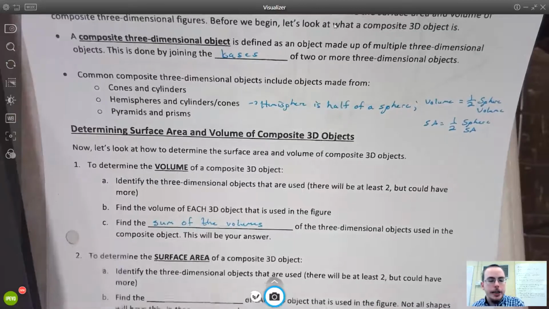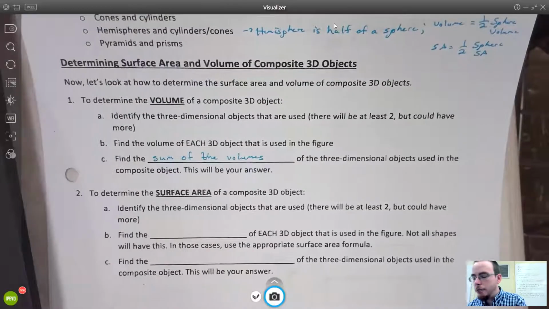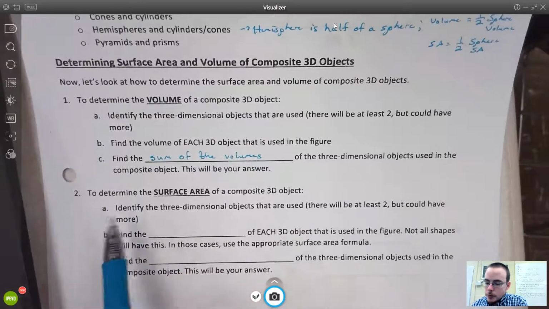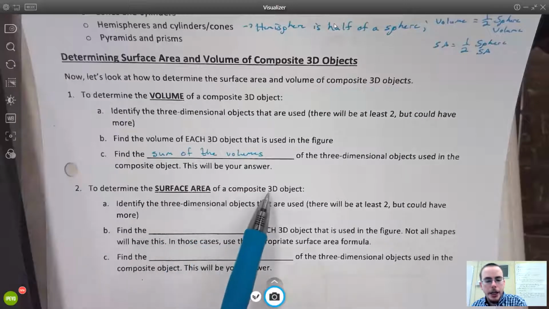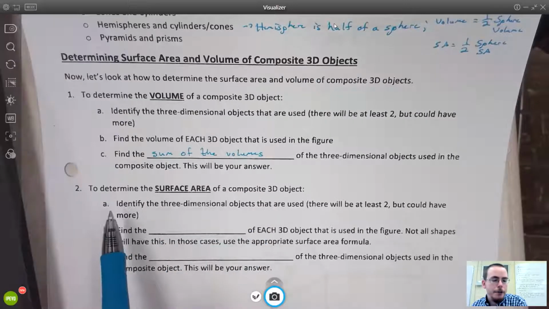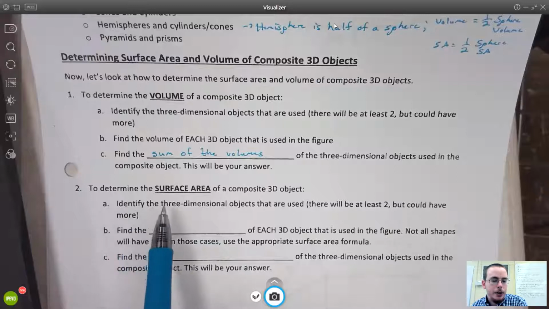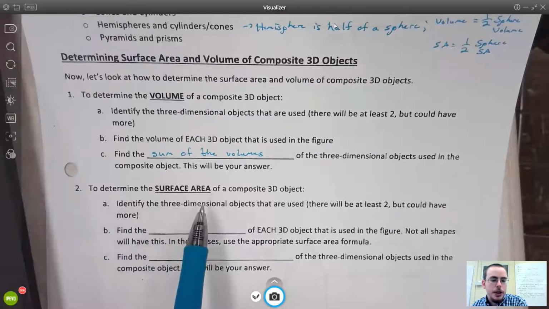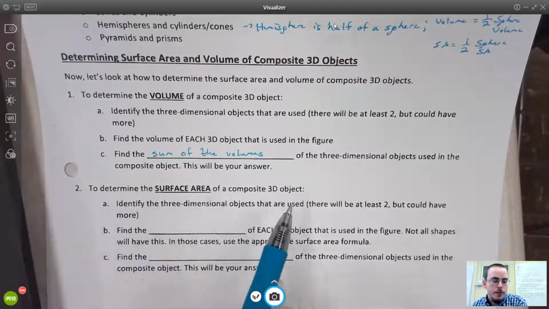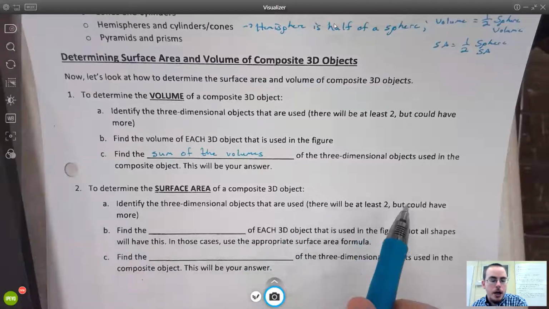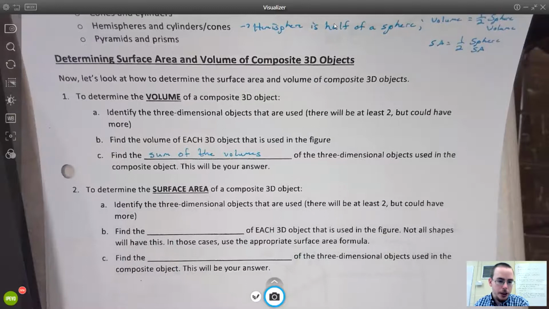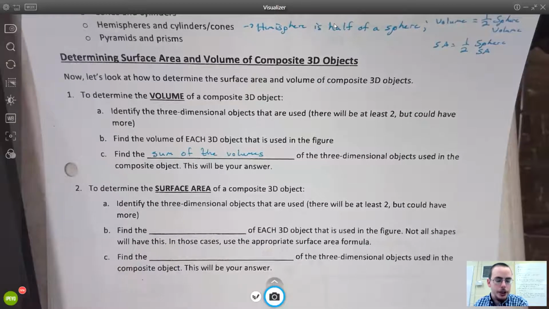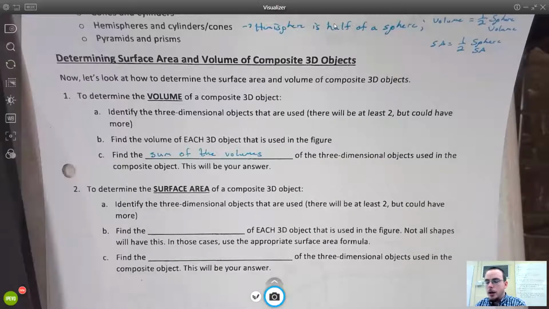Now surface area is a bit more complex in most cases. So to determine the surface area of a composite 3D object, first off, you have to identify the three-dimensional objects that are used. So there will be at least two, but could have more. So here again, you would have the cone and the cylinder, but for other figures there's a bunch of other shapes that fit together.